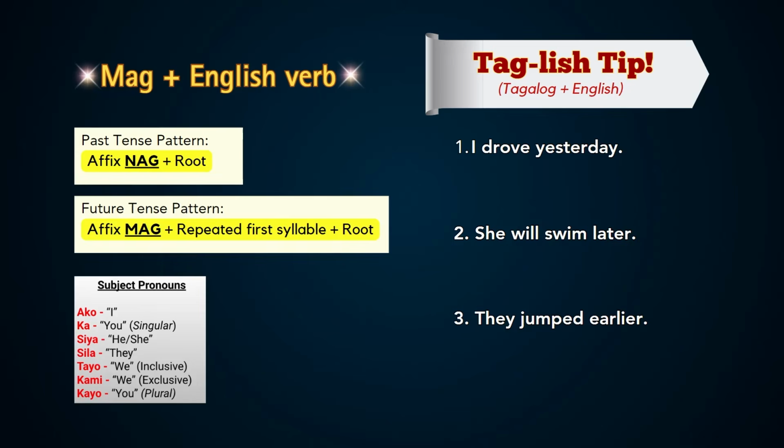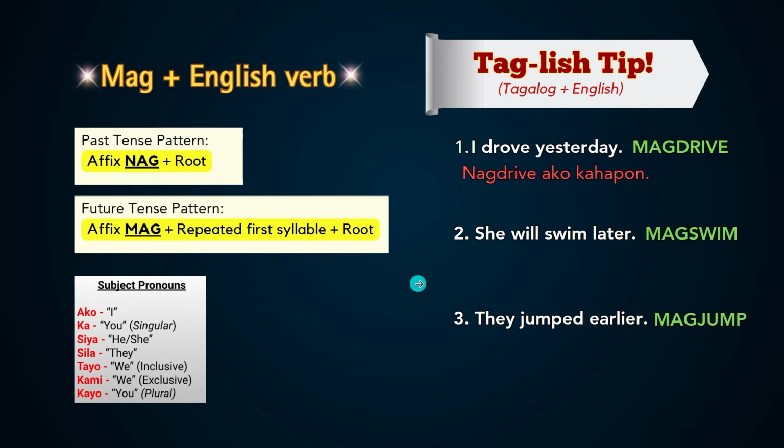So let's take a look at number 1, I drove yesterday. What if I told you to use mag-drive? Now conjugate it in the past tense because it's drove. I drove yesterday. It would be nag-drive. Nag-drive ako kahapon. I drove yesterday. Nag-drive ako kahapon. So see, we are just using the pattern that we've already learned and using this mag plus an English verb. So go ahead and try number 2 and 3. You can use mag-swim and mag-jump. And then we'll go over it in just a second.